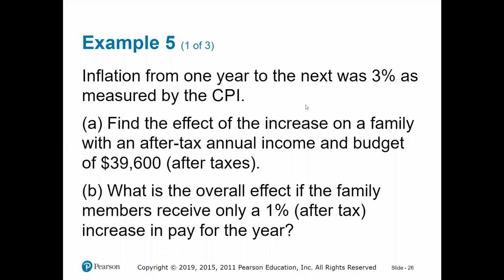Let's look at this example, which I think is the last one. Should be pretty close. Inflation from 1 year to the next was 3% as measured by the CPI. Find the effect of the increase on a family with an after-tax annual income and budget of $39,600. What is the overall effect if the family members receive only a 1% after-tax increase in pay for the year?